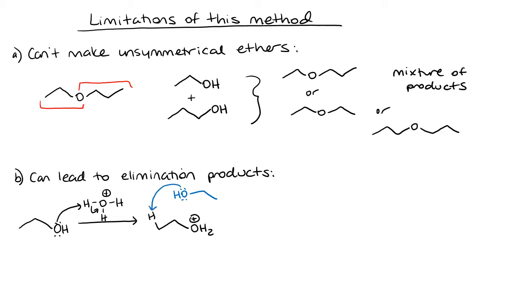So it can take the H on the carbon adjacent to the carbon containing the leaving group. Then the electrons would go in the direction of our leaving group to form a double bond and kick off our leaving group. So instead of an SN2 mechanism, we could have an E2 mechanism also occur, which would create an alkene.